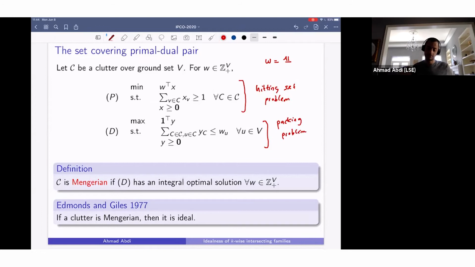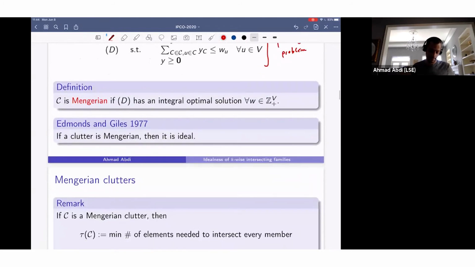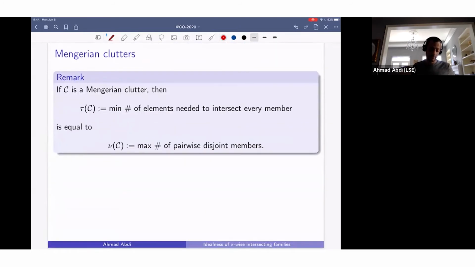We're looking for a maximum number of pairwise disjoint members. So if you give me a Mengerian clutter, then the minimum number of elements needed to intersect every member, which is denoted by tau of C, is equal to the maximum number of pairwise disjoint members, which is denoted nu of C. All right, so Mengerian clutters are especially nice because they lead to min-max theorems.